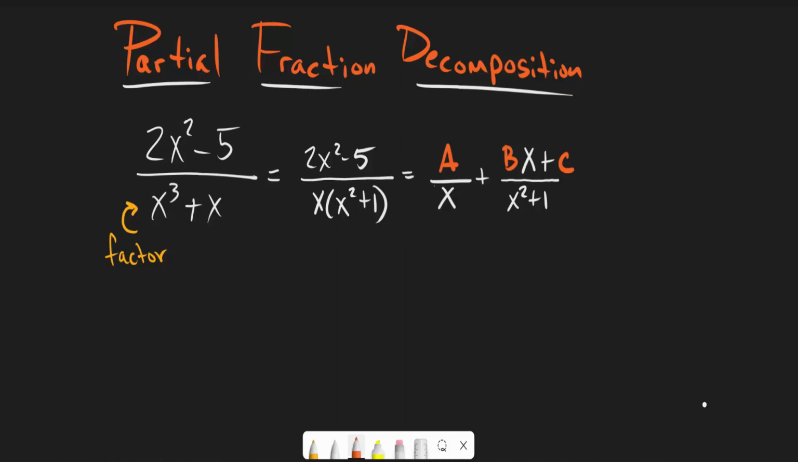So since we have a quadratic factor in the denominator, the numerator has to be 1 degree less, which means linear. So denominator is quadratic, numerator is linear. Always, that's always the rule, okay? Whatever the power is of the denominator, you subtract 1, and that's what goes in the numerator.